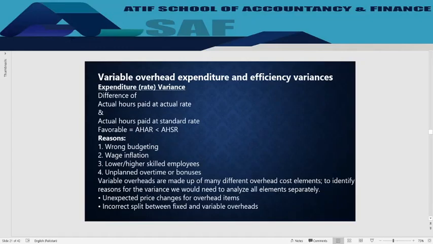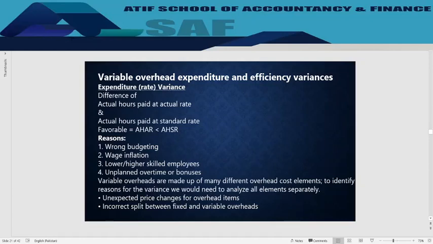Next, cost variance is variable overhead expenditure variance and efficiency variance. It is the same like labor rate and labor efficiency variance. First, we will consider the variable expenditure variance, which is the difference of actual hour paid at actual rate and actual hour paid at standard rate. If standard rate is greater than actual rate, then the difference is said to be favorable. The reasons of this type of variance is wrong budgeting, wage inflation, use of high or lower quality of employees, and unplanned overtime and bonuses.